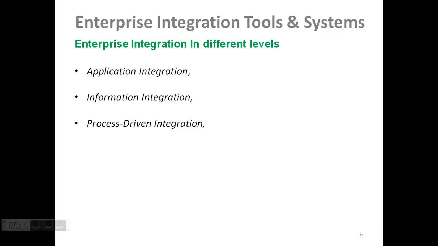will be interested in business process management, BPM, those kinds of software, and business activity monitoring software, and also collaboration software, also called groupware. So these are the types of process integration software that can be used in order to achieve integration at the process-driven integration level.